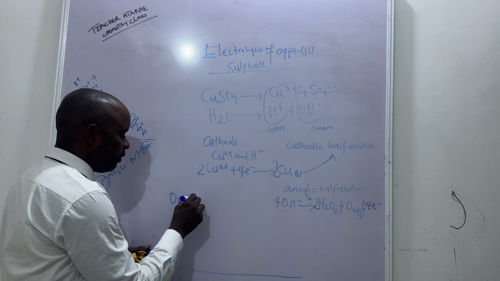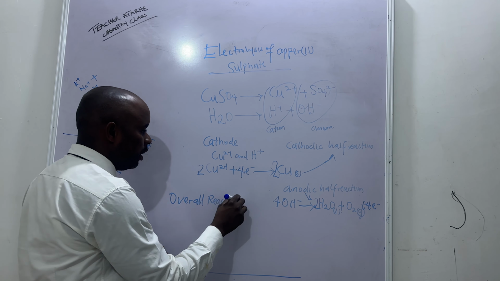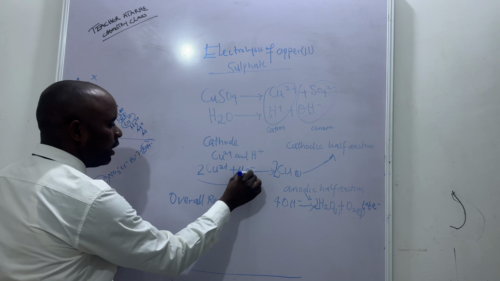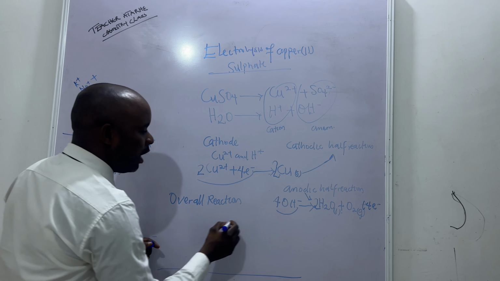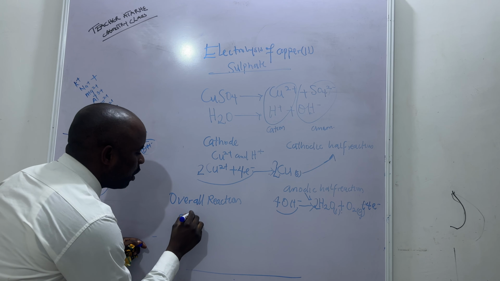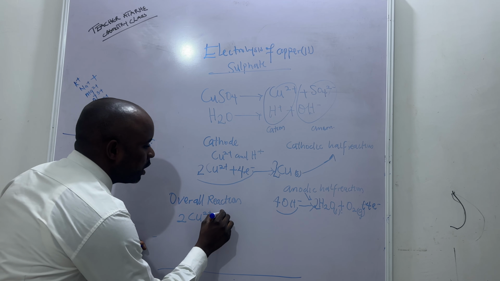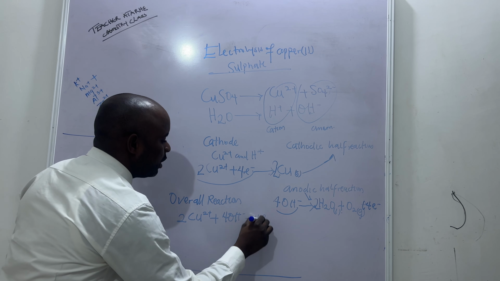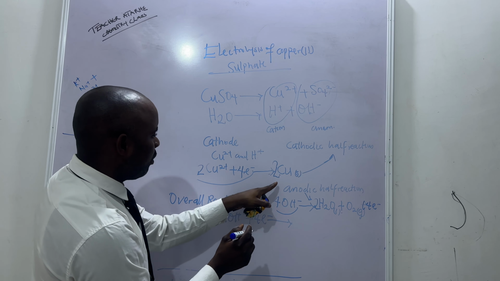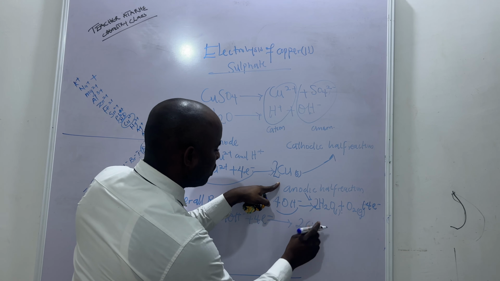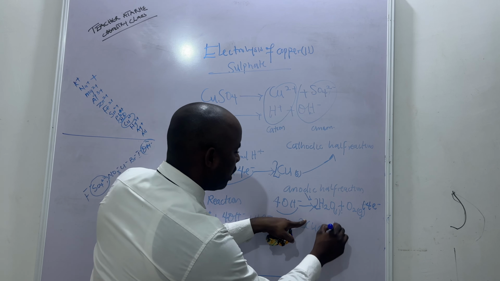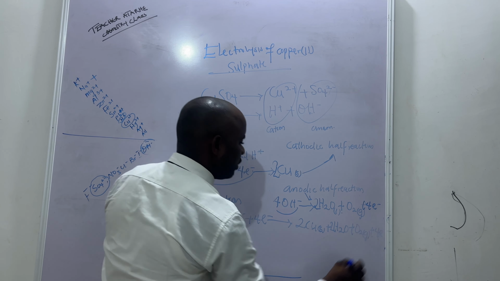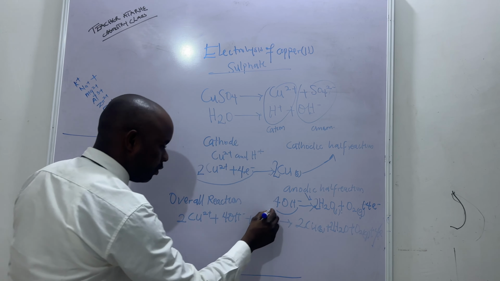For the overall reaction, all the reactants should be on the left hand side, while the products are on the right hand side. This is the reactant at the cathode, and this is the reactant at the anode. We're going to have 2 Cu2+ plus 4 OH negative, plus 4 electrons, to give the products: 2 copper solid, plus 2 moles of water, plus oxygen, plus 4 electrons. As I've said in our previous lesson, the electrons on both sides cancel out.